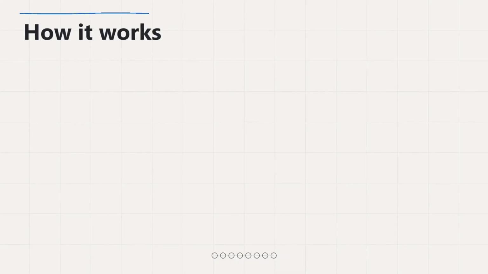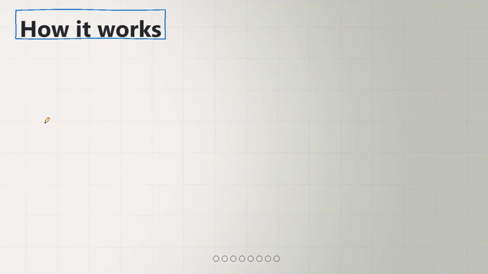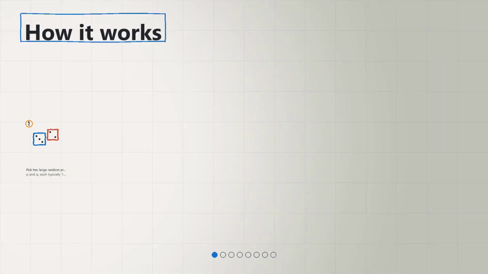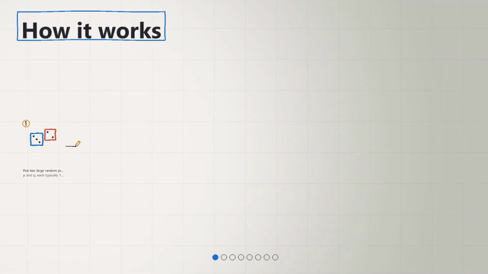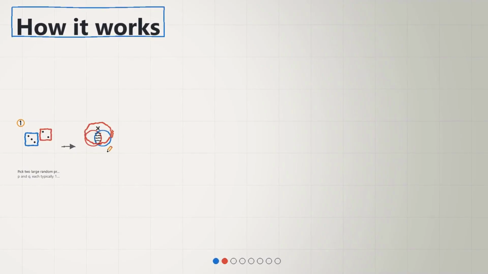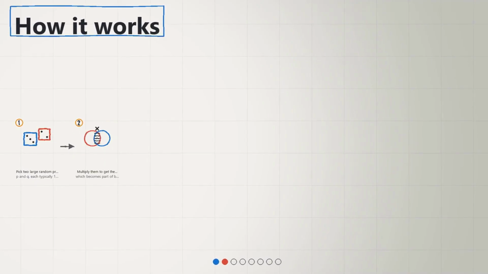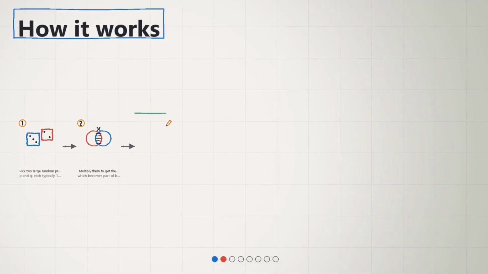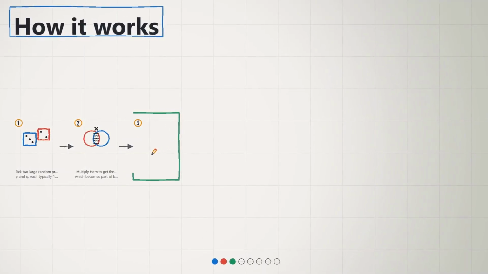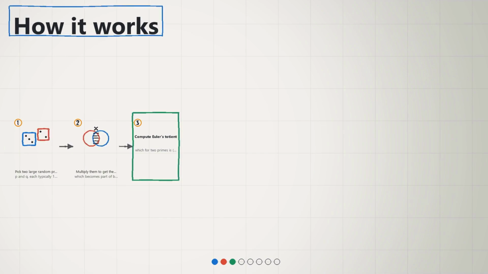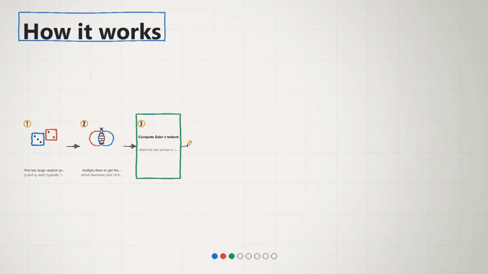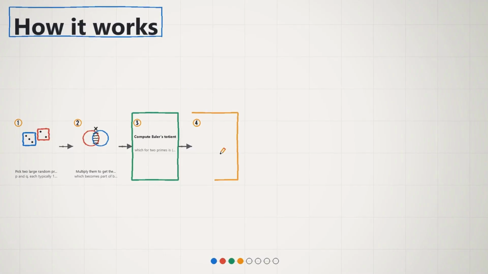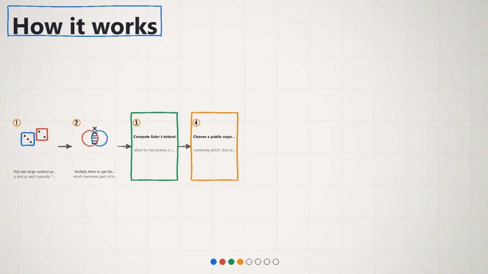Pick two large random prime numbers, P and Q, each typically 1024 bits, so their product is a 2048-bit number. Multiply them to get the modulus n equals P times Q, which becomes part of both keys and is safe to publish. Compute Euler's totient, which for two primes is (P-1) times (Q-1), counting numbers below n that share no factor with it. Choose a public exponent E, commonly 65,537, that shares no common factor with the totient, and the pair n and E is your public key.